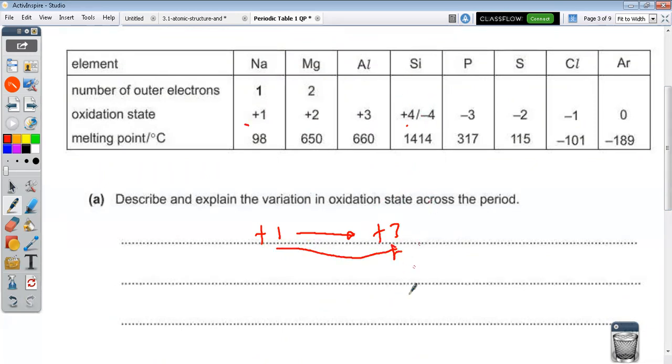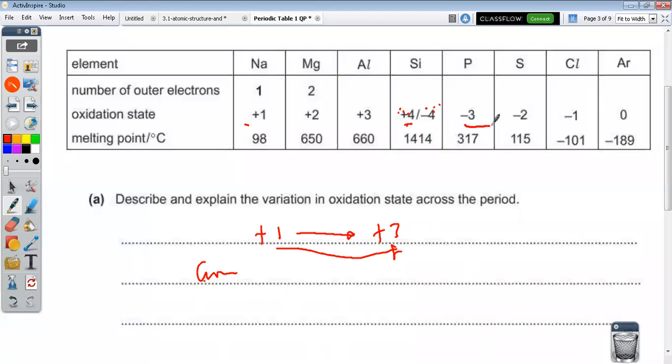Then what happens in group 4? Group 4 is not really gaining; it means it can have a +4 and a -3. It's behaving as a metal and a non-metal. Clear? So you can now say group 4 has got 2 oxidation states, a +4 and a -3. Then after group 4, you see what's happening?